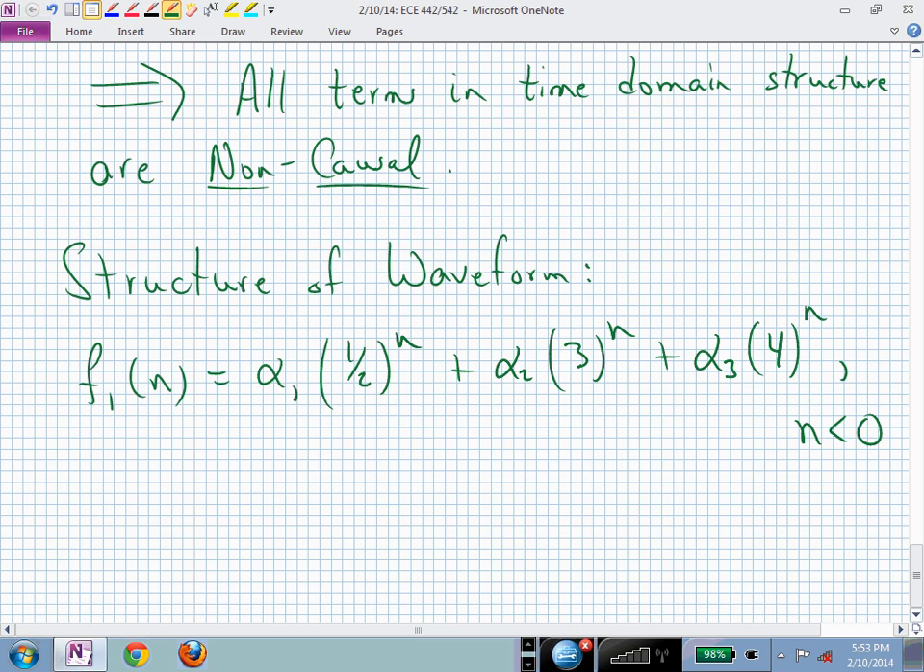These two terms are well behaved. That's basically 1/3, 1/3 squared, 1/3 cubed, etc. when I have negative n's. This guy, though, is problematic. This is going to give us an unbounded behavior in the time domain.